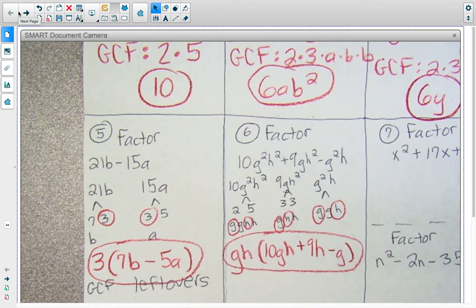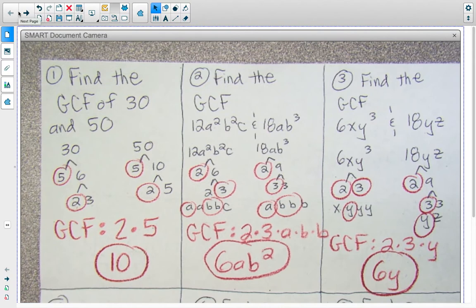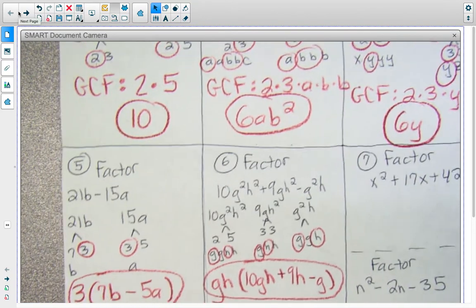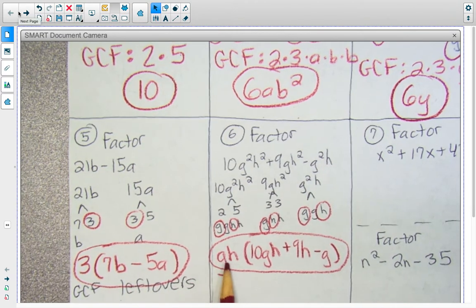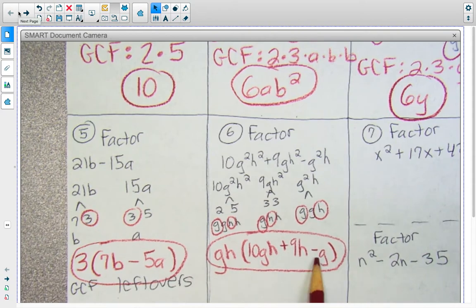So when you are factoring, your very first step is to find the greatest common factor like we did in these problems up here, 1 through 3. So that's your very first step when you're factoring. If you have multiple terms, binomials, trinomials, check for your greatest common factor. That always goes on the outside, and then leftovers go on the inside.